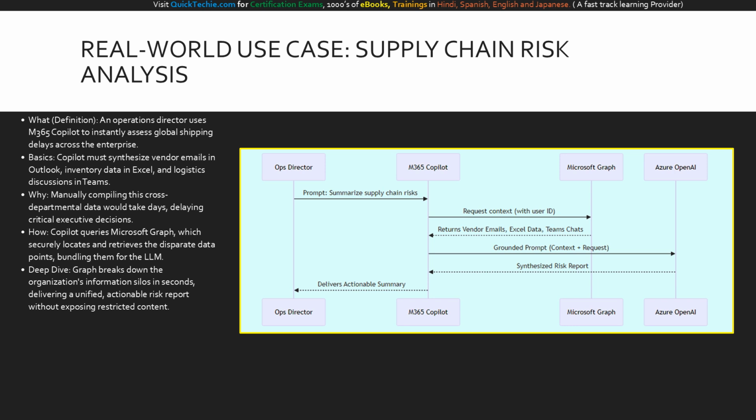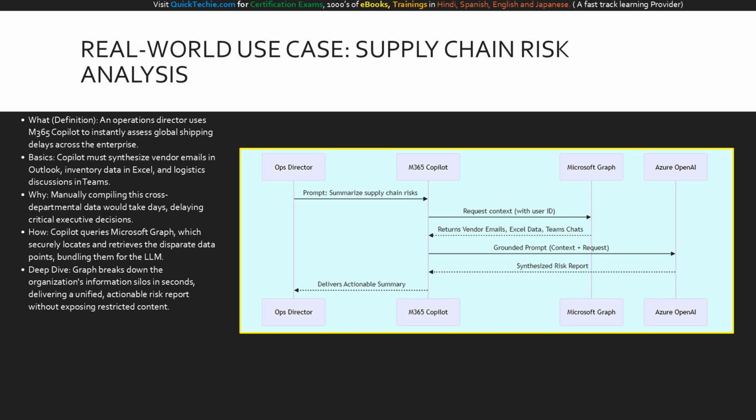Now, let's look at the basics of how Graph executes this. Copilot queries Graph on behalf of the director. Why is this so powerful? Because the risk data isn't in one place. Compiling it manually would take days, delaying critical executive decisions. How does Graph solve this?